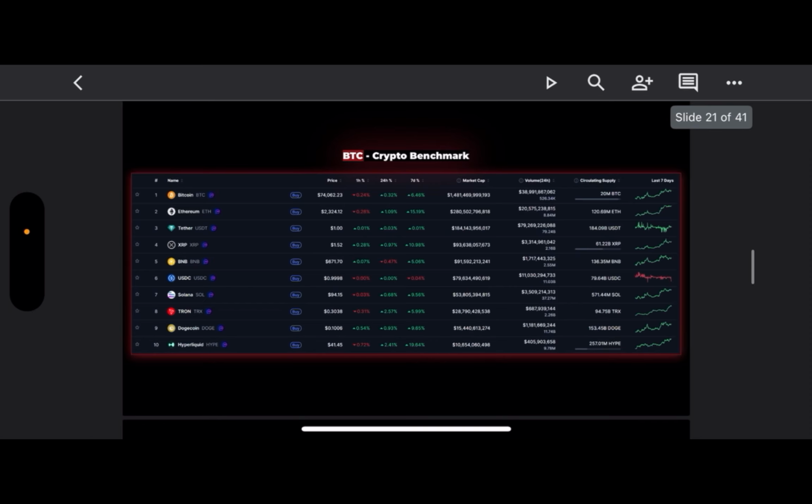Beside VXUS and SPY, we've got Bitcoin. Bitcoin again is a crypto benchmark, as you can see from the CMC crypto market cap. This is the top 10. Top one is basically Bitcoin, and the market cap is way ahead of number two, which is Ethereum. Ethereum is only, as you can see, 280 billion, whereas Bitcoin is 1.4 trillion. So it's way ahead. That's why I consider Bitcoin the crypto benchmark.